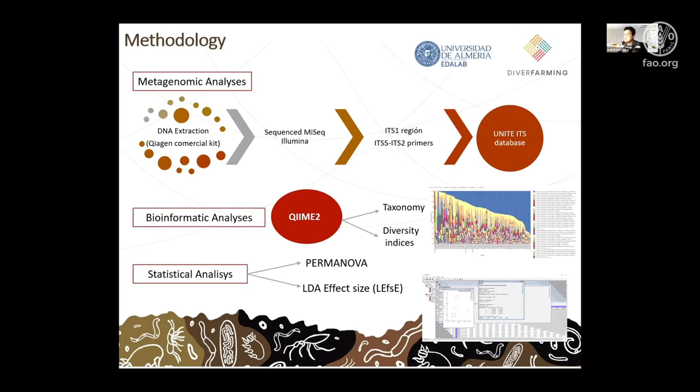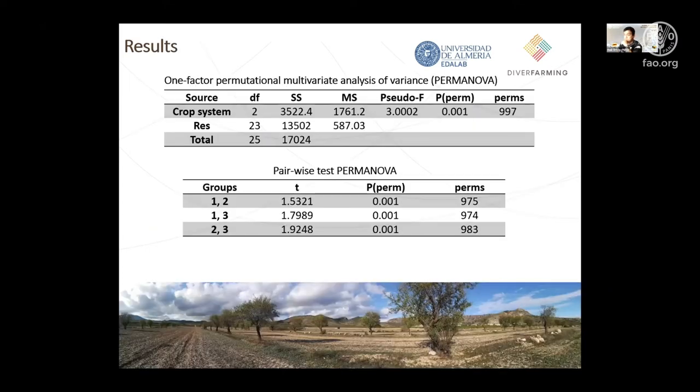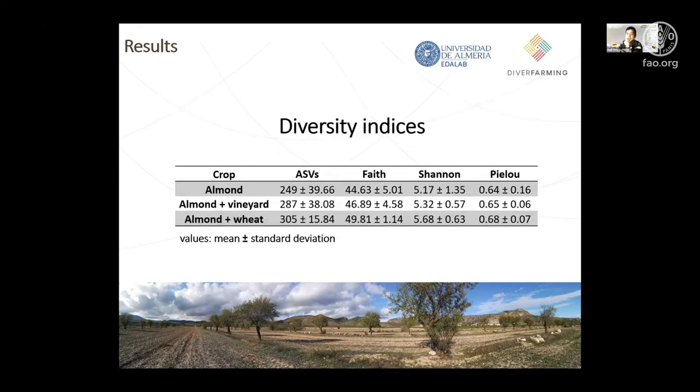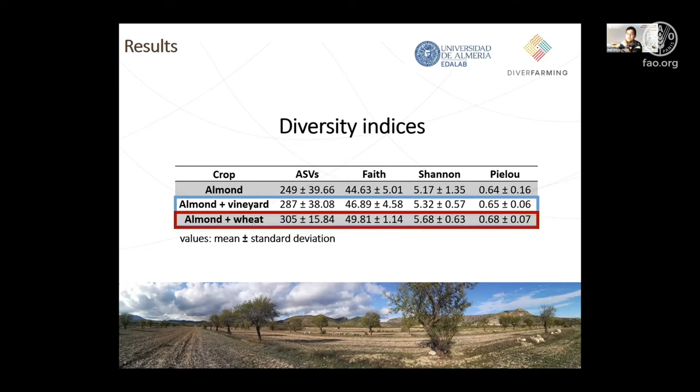Statistical analysis included PERMANOVA to check for significant differences among the communities of the different management systems, and LDA effect size test. As we can see, there were clear significant differences among the three different crop systems studied. And about the alpha diversities, intercropping systems show higher diversity values, the combination of almond and wheat being the one with the highest values for all the indices studied.